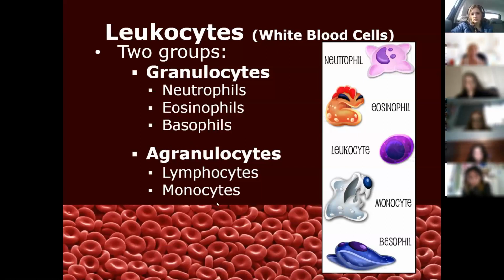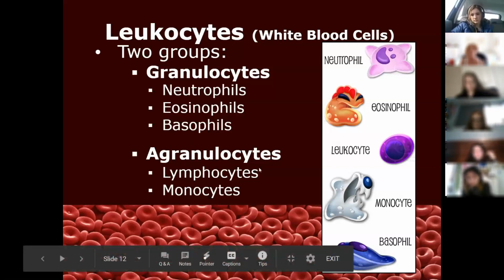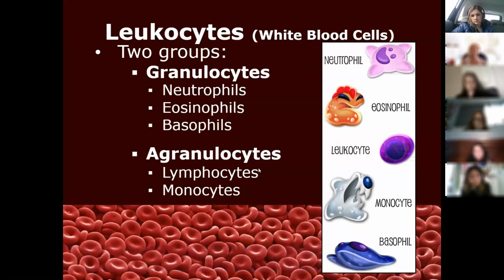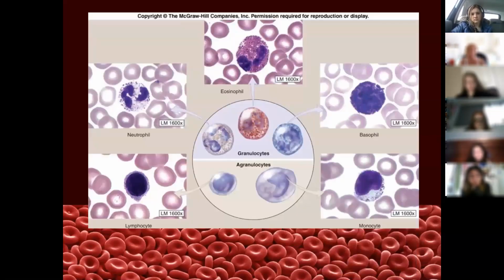The agranulocytes, notice their ending is different. So that helps you categorize them. On the quiz, I'll ask you which ones are the granulocytes, which ones are the agranulocytes. Just look at the ending and it'll help you out, okay? Lymphocytes and monocytes.